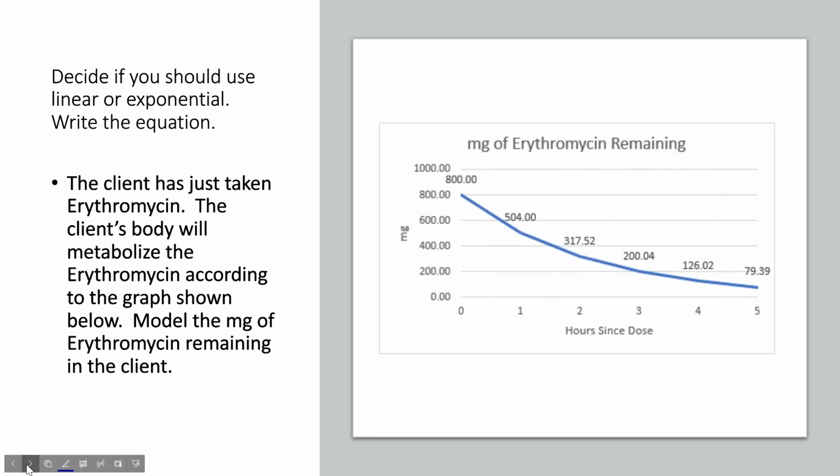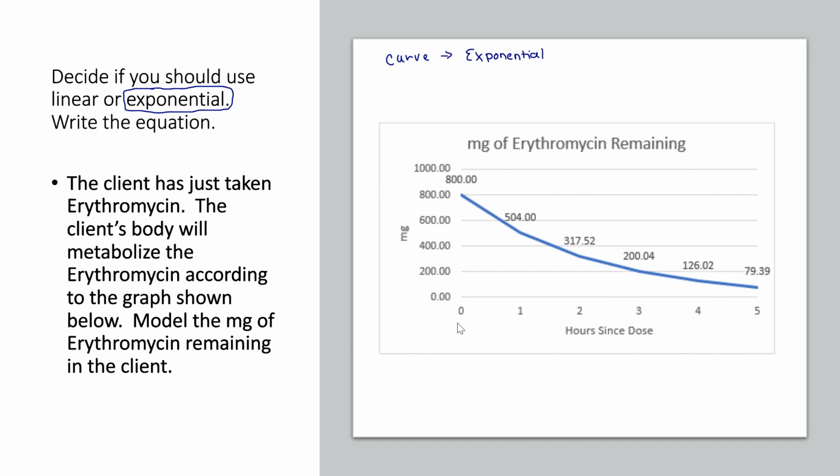So taking a look at a second graph. For this graph, I immediately see that the graph is that of a curve. And as we said in our beginning problems, when we see the curve on the graph, that is an indication that it is exponential. So that makes the decision with a graph to be pretty straightforward. So this is exponential. It says the client has just taken erythromycin. Boy, that's hard to spit out. The client's body will metabolize the erythromycin according to the graph. Model the milligrams remaining in the client.